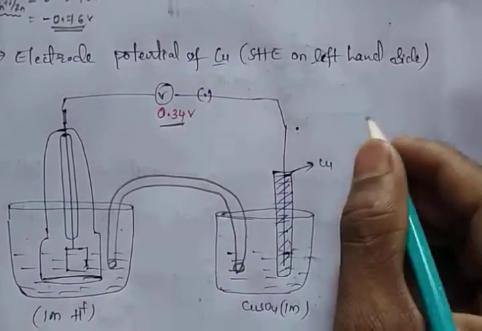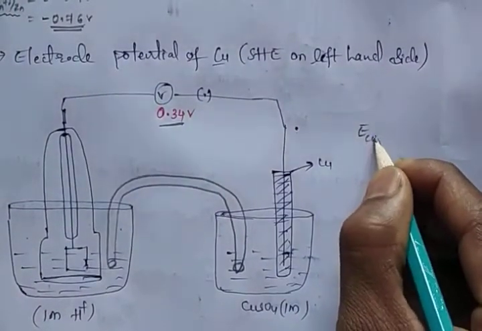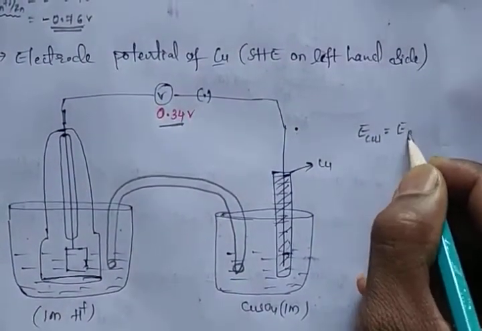So look at this. In this case, E cell is equal to E right minus E left.